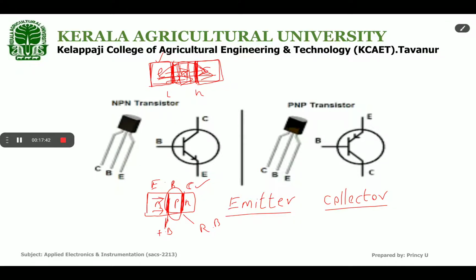Okay, now let us see what is the operation or working of a transistor. So there are some modes of operation for a transistor. So a transistor can be operated in 4 regions.